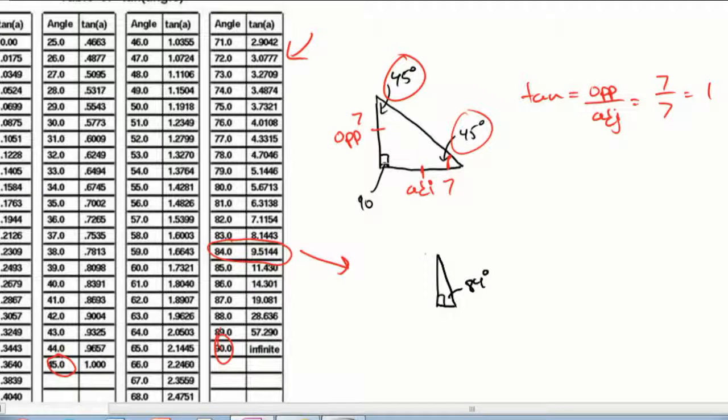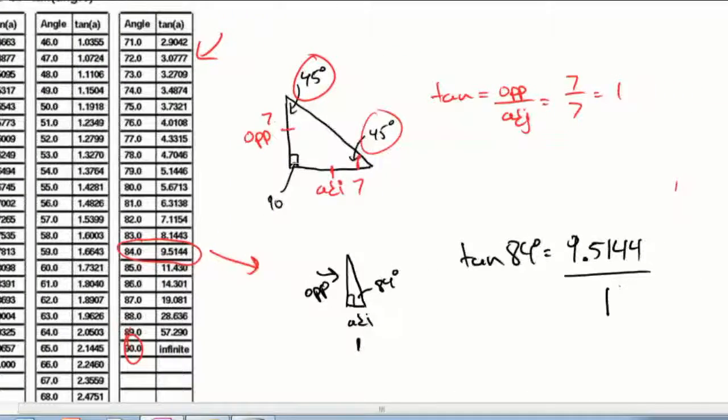This angle has to be really close to 90 degrees. So if this is 84, the length of this side here, the opposite side, and this is the adjacent side, the opposite side is really, really big. So if we take the tangent of 84 degrees, and we say that the adjacent side is 1, well, the opposite side has to be 9.5144 divided by 1. So that's kind of all it is. It doesn't matter how long those sides are, the ratio of the sides is always going to be the same.